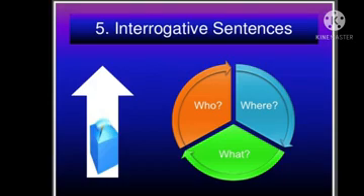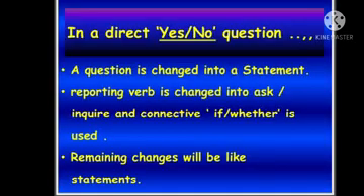First, we can focus on the questions that give the answer yes or no, that is, framed with the help of the auxiliary verbs, not the WH words. In this type of sentence, what we have to do? The question is changed into a statement, first thing. Then the reporting verb is changed into ask or inquire, and instead of the conjunction that, we have to use a new connective, and that is if or whether. Then the remaining changes will be like statements.